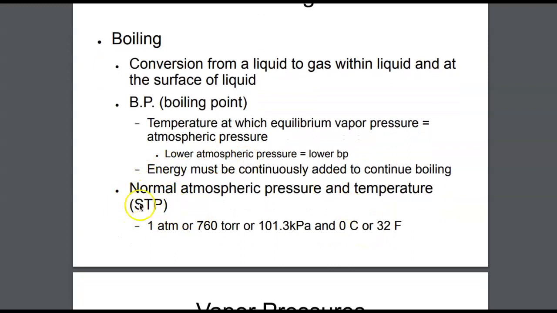So energy must be continuously added to continue the boiling. And then let's introduce STP here, that's standard temperature and pressure. So this is going to be normal atmospheric pressure at 1 atmosphere, or ATM, and 0 degrees Celsius.